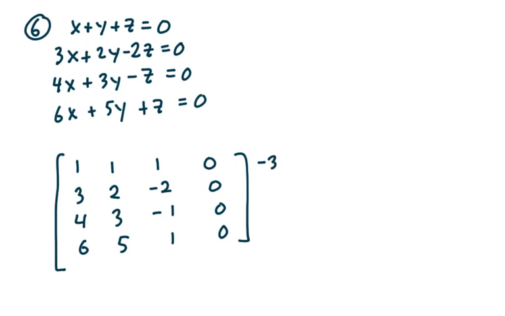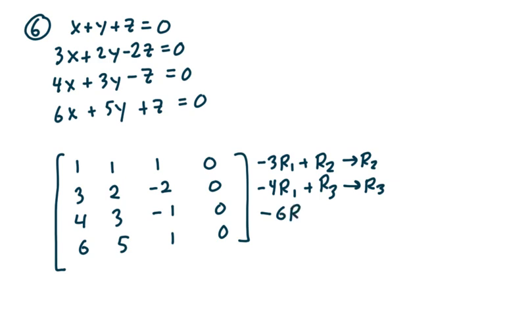Now, there's a series of 3 elementary row operations we can do. I'm going to take negative 3 row 1, add it to row 2, put the result back into row 2. I'm going to take negative 4 row 1, add it to row 3, put the result back into row 3, and then I'm going to take negative 6 row 1, add it to row 4 this time, put the result back into row 4. And let's see what happens.